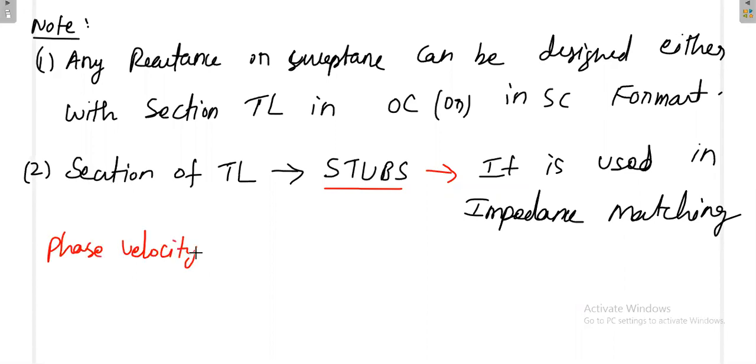Already you know what is phase velocity, because phase velocity is simply the ratio of frequency and phase constant. So the phase velocity is equal to omega divided by beta. Velocity means meter per second. Now, what is gamma? Gamma is equal to alpha plus j beta. If you want to have alpha, that is equal to real part of gamma.